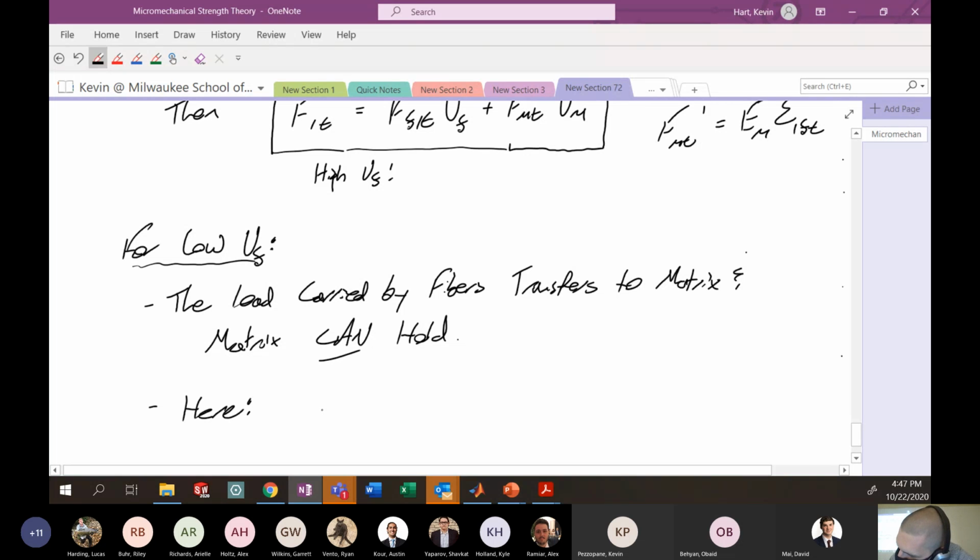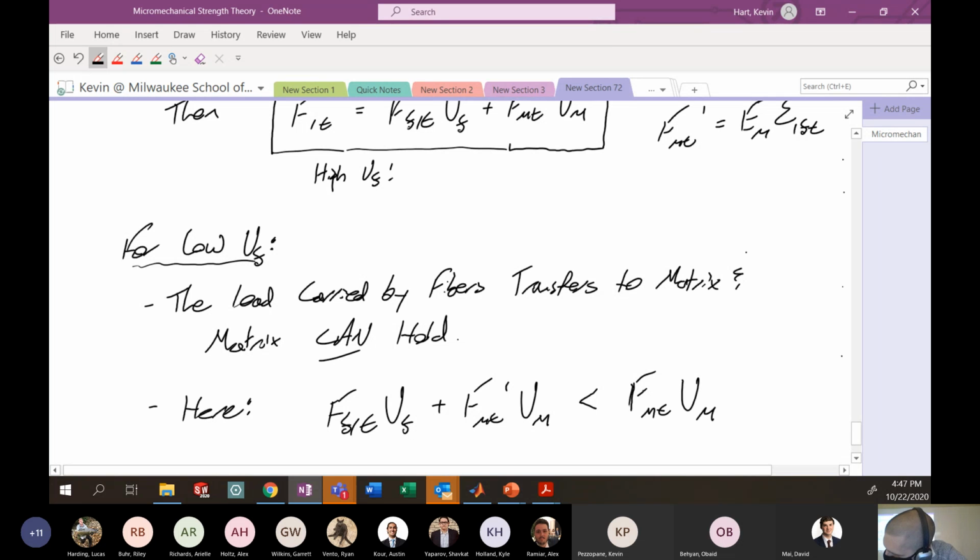So here, mathematically, that is the strength of the fibers in the one direction in tension multiplied by the volume fraction of the fibers added to this strange FMT prime term times volume fraction of the matrix. This is less than that which would cause failure if it was just on the matrix. That's failure of the matrix in tension times volume fraction of the matrix.